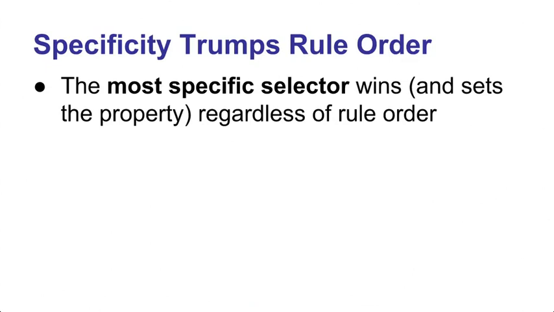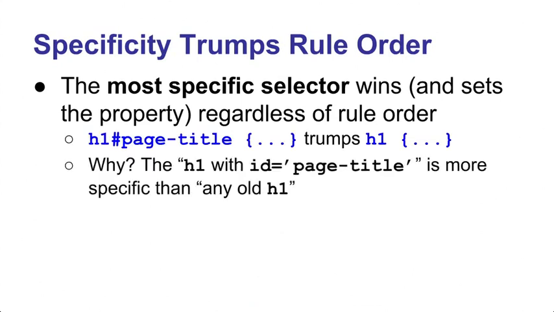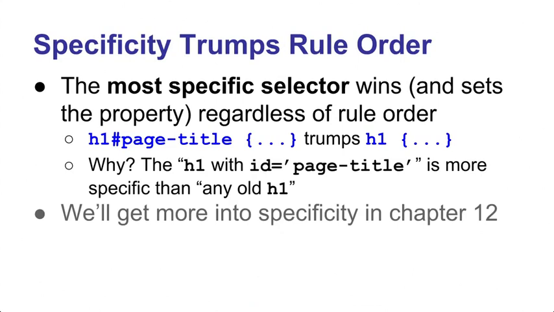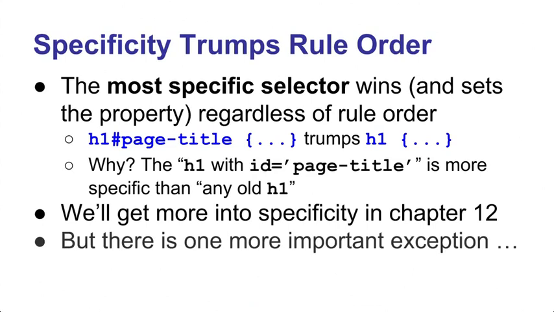Regardless of the order the rules appear in the style sheets, the most specific selector always wins out. Here we see that the first rule, which selects just the H1 elements that have the ID set to page title, is more specific than the second rule that applies more generally to all H1 elements. We'll dive into how specificity works in Chapter 12. But even this law has an important exception.